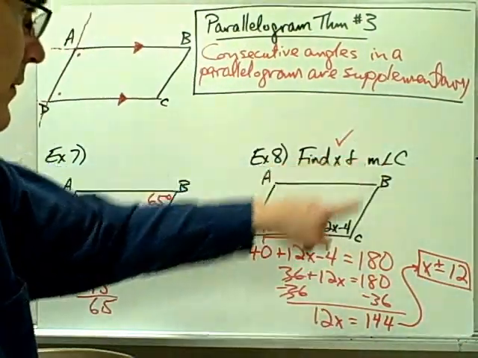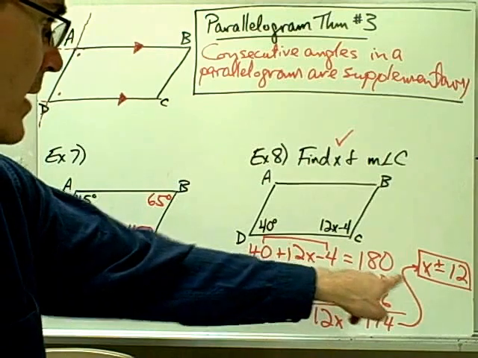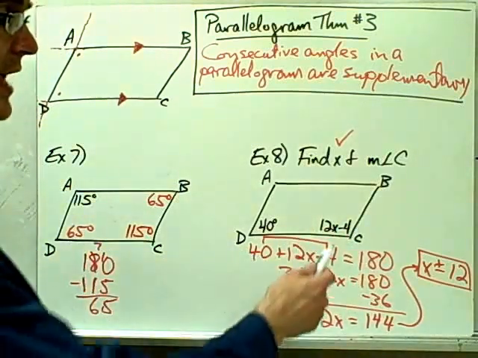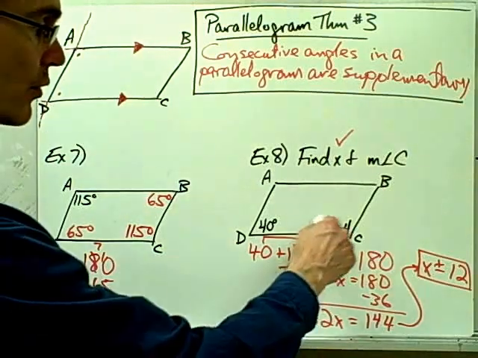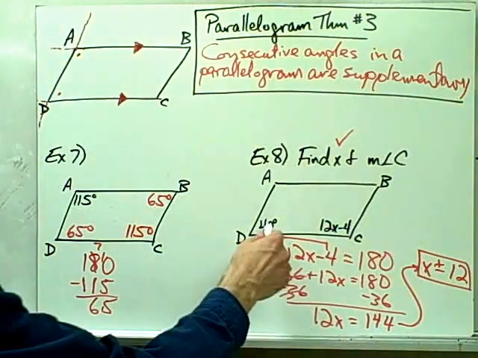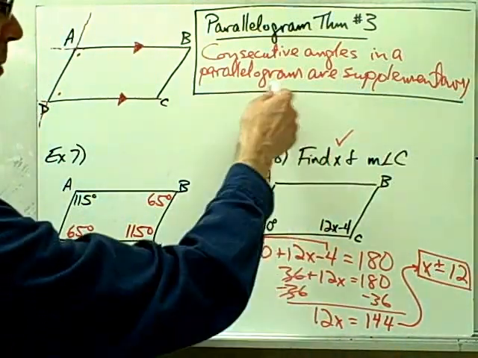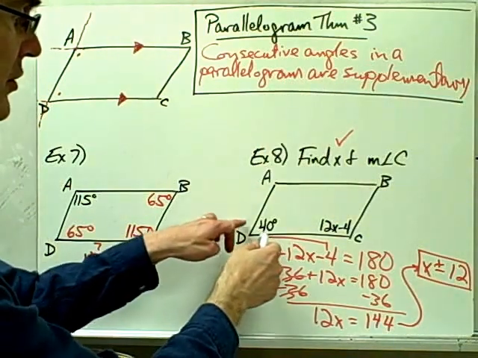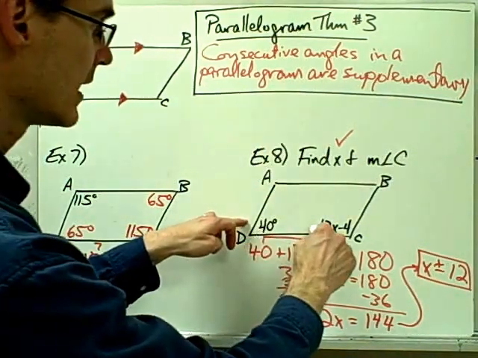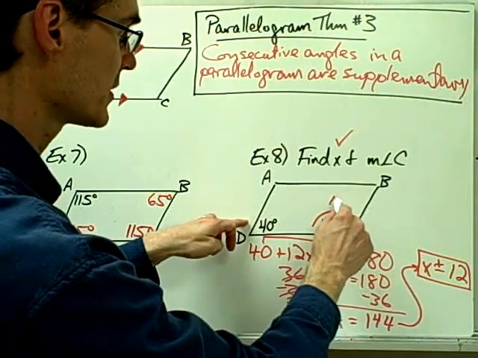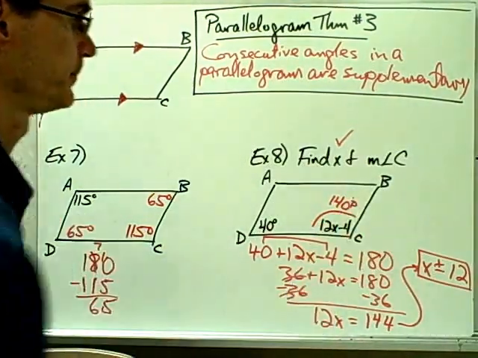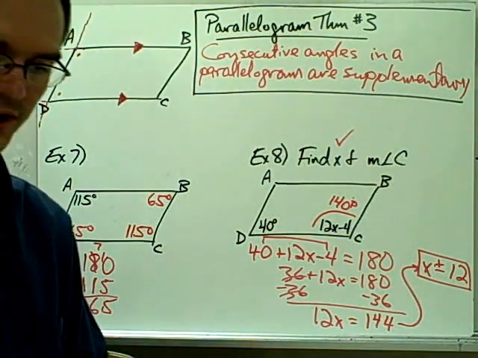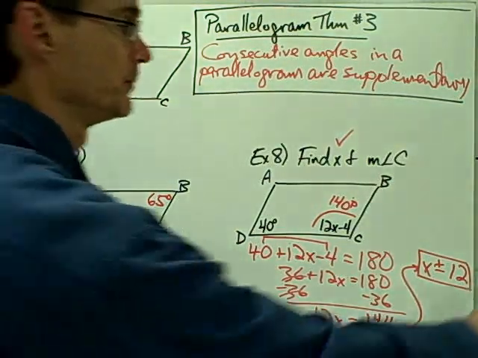Find x, find the measure of angle C. So the measure of angle C, I guess I could get this angle two different ways. Since I know what x is, I could plug that in and solve for the value of angle C. Also, since I know consecutive angles in a parallelogram are supplementary, I could just subtract 40 from 180, and I would know that this angle here must be 140 degrees. And again, there's some more examples there for you to solve on your own.